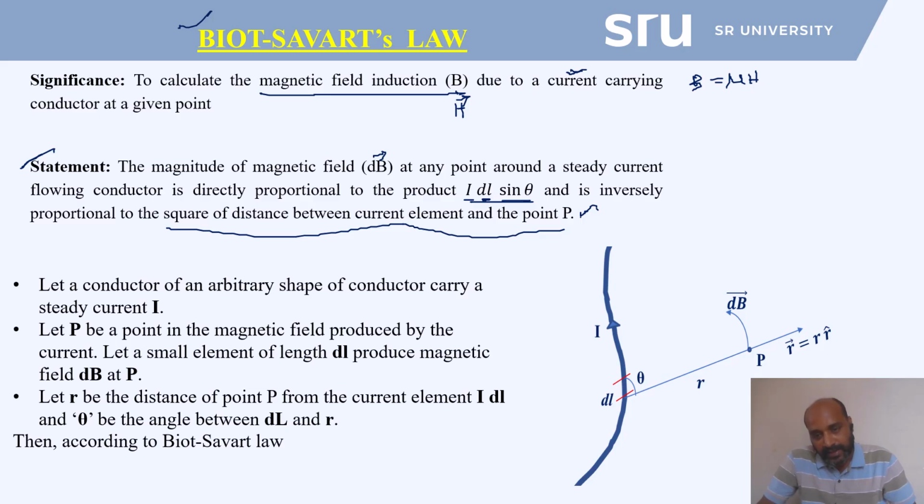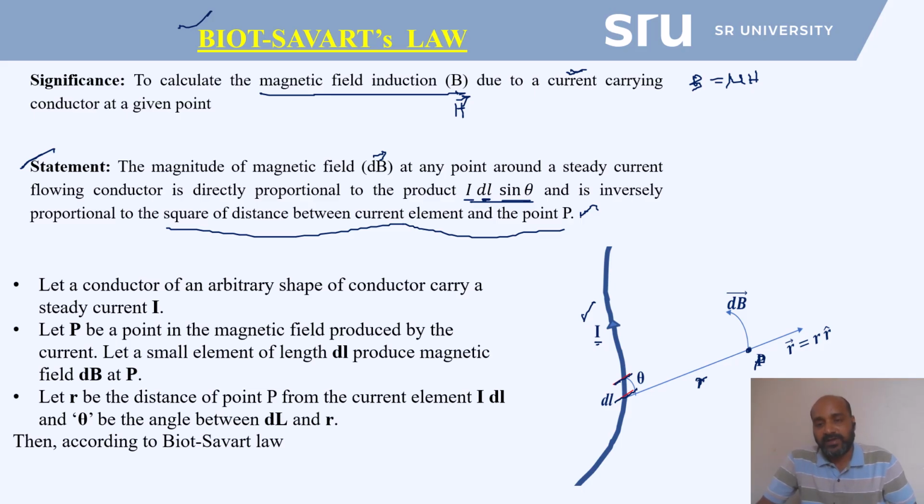Here we are taking a current carrying conductor of random shape, so the statement is given in a more generalized way. The shape of the conductor is taken randomly, and a current I is passing through that conductor. Our aim is to find the magnetic flux density at a given point P. This P is at a distance of R from the current element dl.